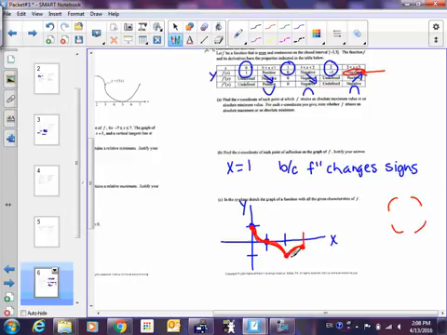What do we call this point down here at the bottom? What type of point is that? A cusp. What's the derivative at a cusp? Undefined. That's why that's right there in your table.